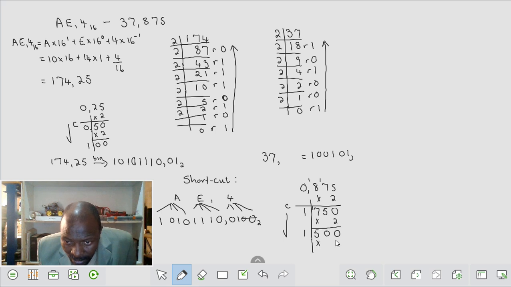Now we try again, and you see that now 0.5 will give us a smooth 1.0. Okay, and we take this down, and our answer is therefore that 0.875 is equal to 0.111.